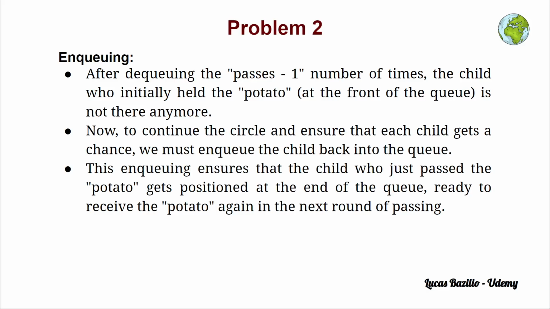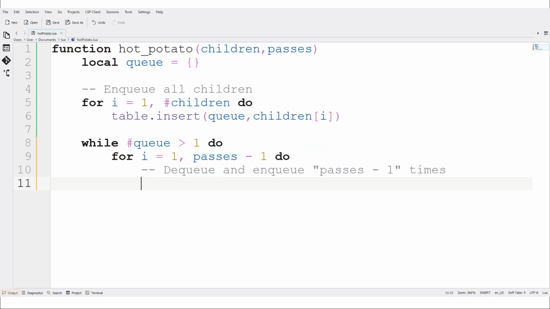Now, why do we need to enqueue? Well, after dequeuing the passes minus 1 number of times, the child who initially held the potato is not there anymore. But to continue the circle and ensure that each child gets a chance, we must enqueue the child back into the queue. So this enqueuing ensures that the child who just passed the potato gets positioned at the end of the queue, ready to receive the potato again in the next round of passing. So this is the reason why we need to dequeue and enqueue.